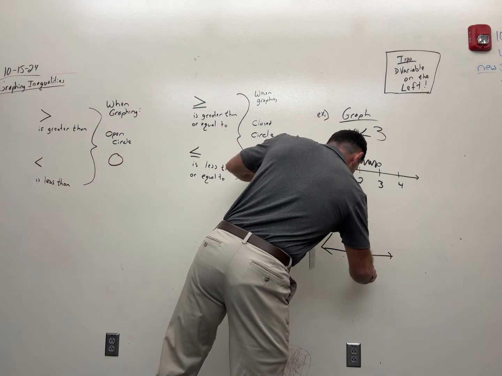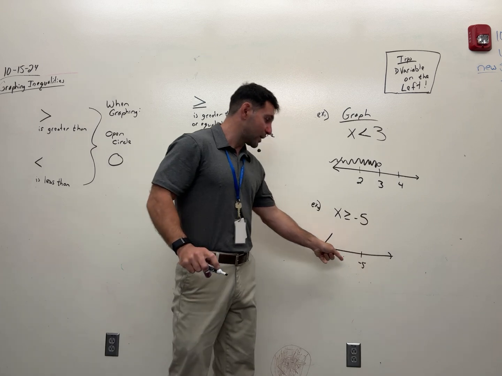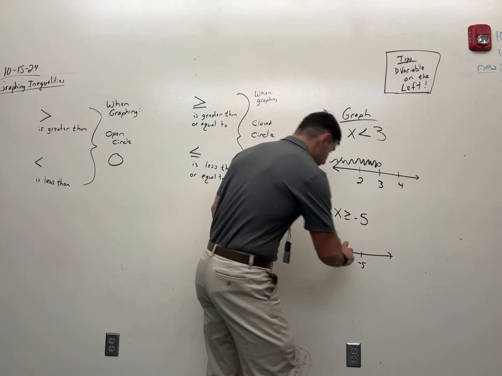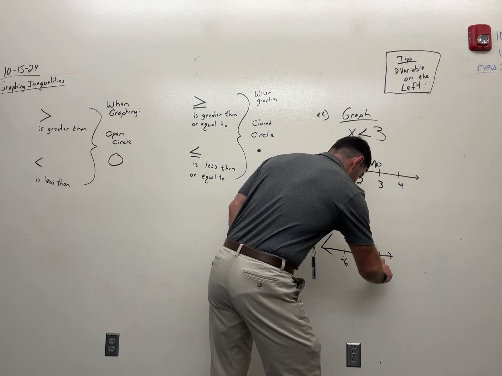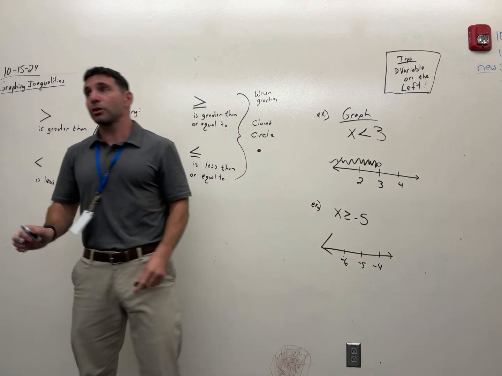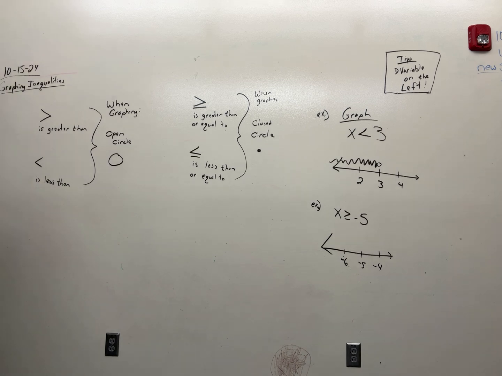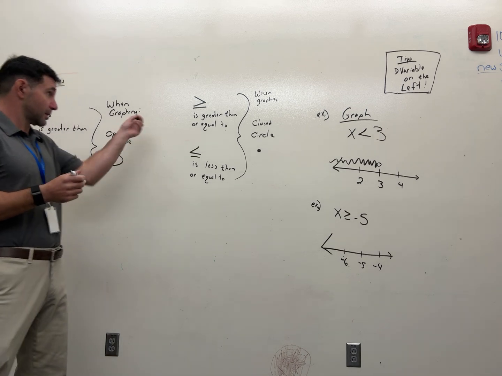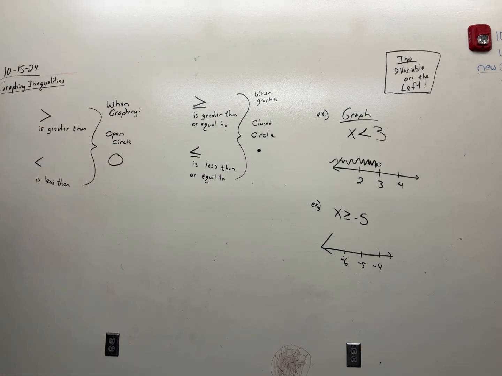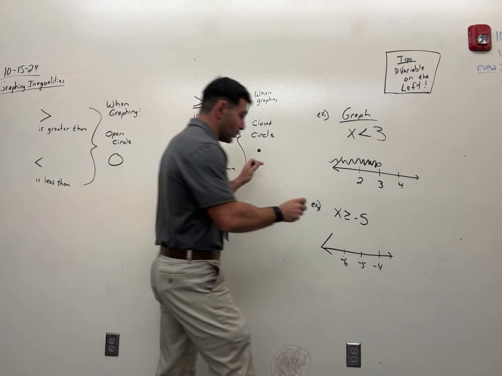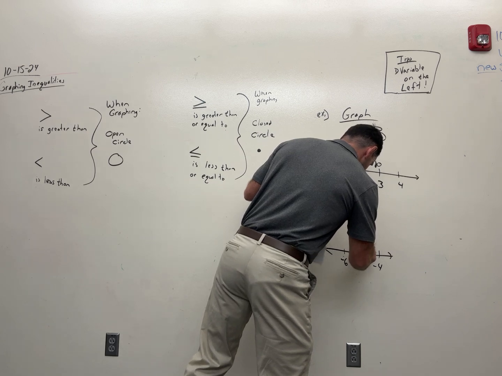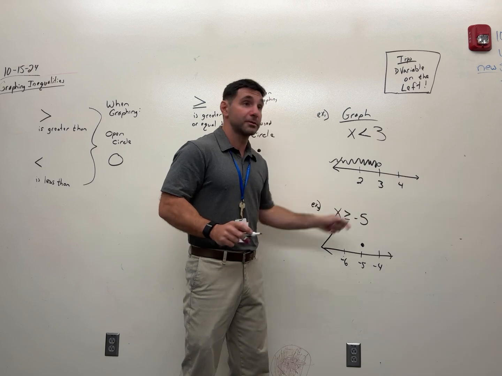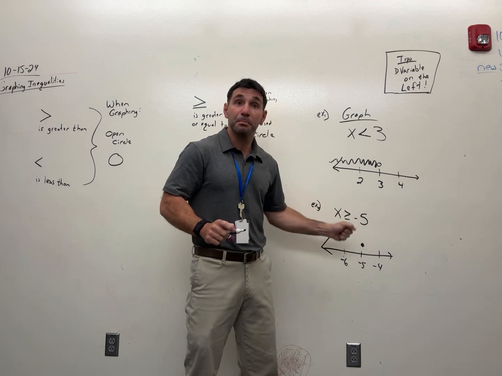So this is a little bit trickier. -5. Think about your number line. What's to the left of -5? -6. Good. Which means over here is -4. Open circle or closed circle? Closed, because -5 is part of the solution. Yes, -5 is greater than or equal to -5. -5 is equal to it. That's part of the solution.